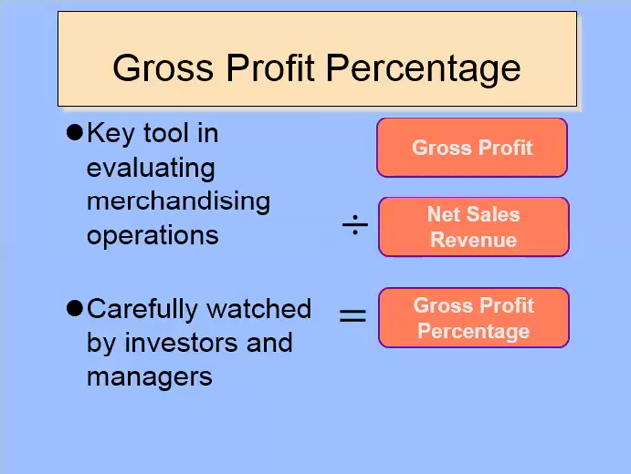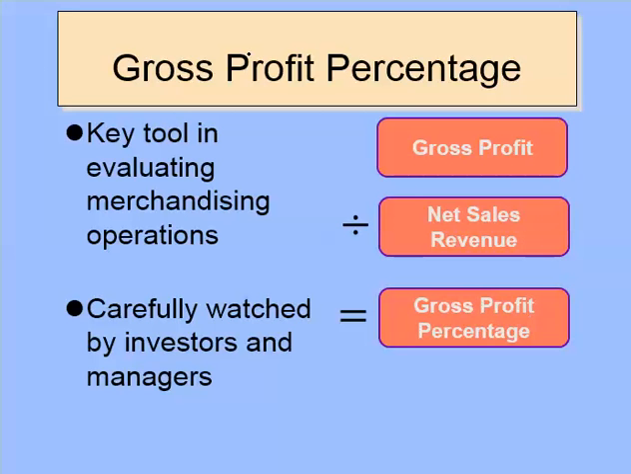Okay, let's look at a couple of ratios that will help us evaluate how well a merchandiser is doing. And one of those is gross profit percentage. This is very important for merchandisers and retailers, a very important key tool that they use. And the way we calculate that is by taking our gross profit and dividing it by our net sales revenue, and that gives us a gross profit percentage.